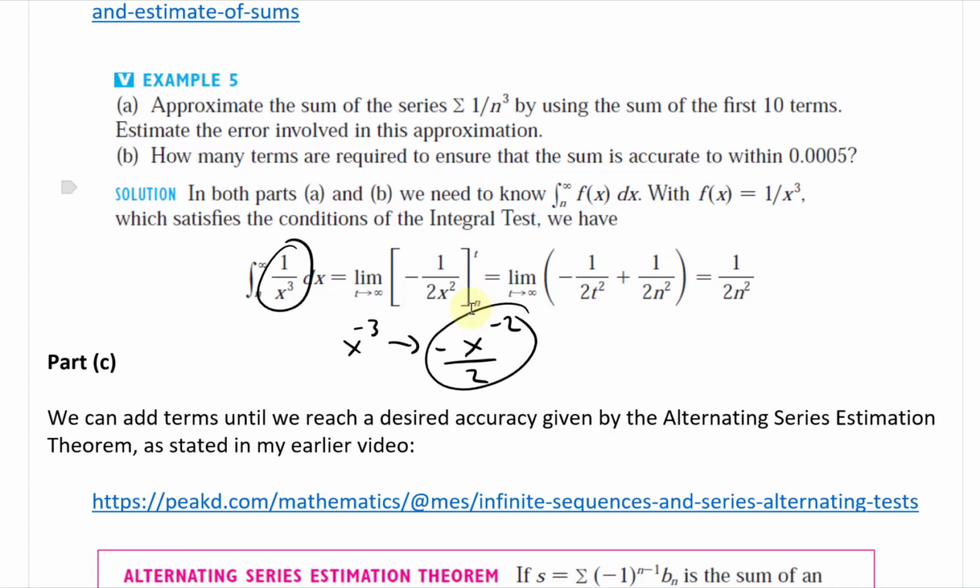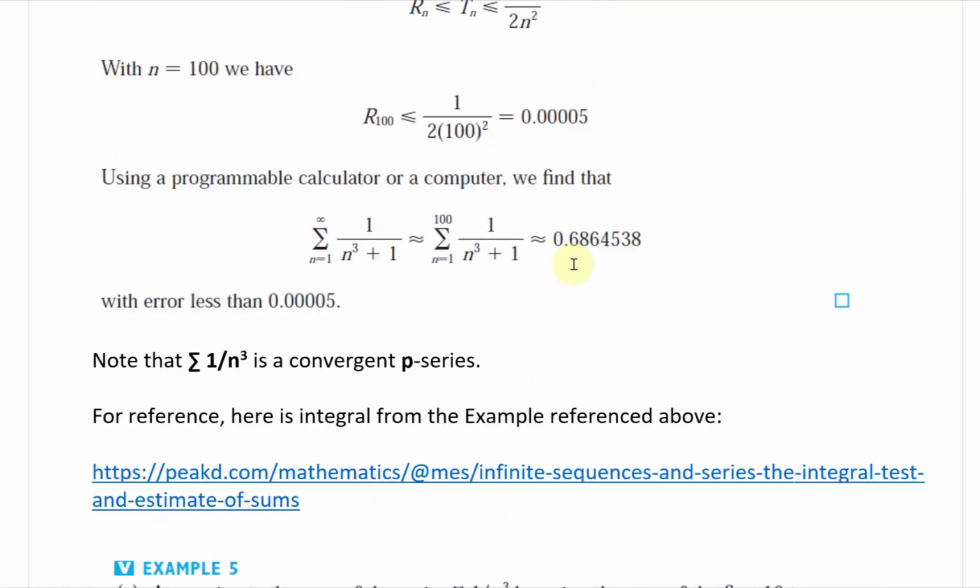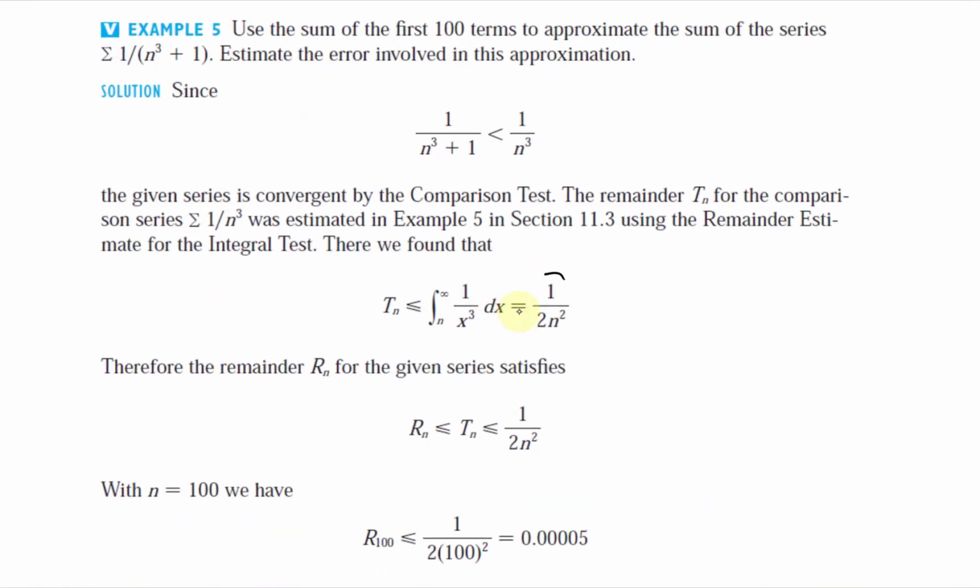Then you evaluate it from n to t. It's the t-term, subtracted by the n-term, and subtracting a negative becomes a positive. When you plug in infinity, the t-term goes to 0, since 1 over infinity goes to 0, and you end up with 1 over 2n squared. Anyways, that was the integral that was used there. So the remainder is less than this for the comparison.